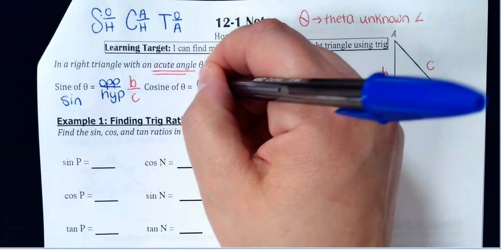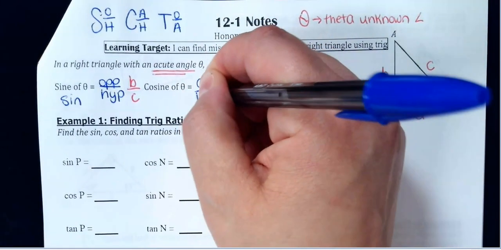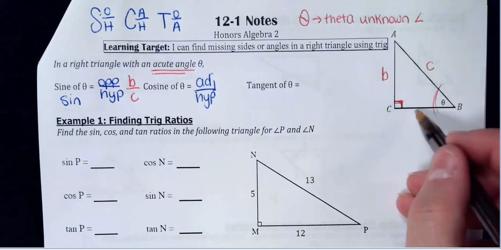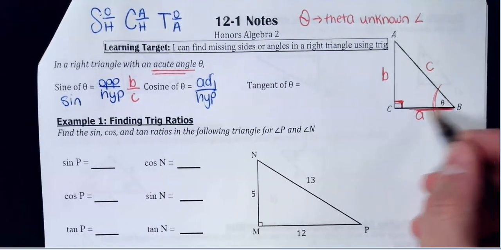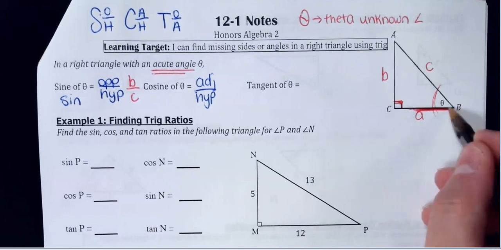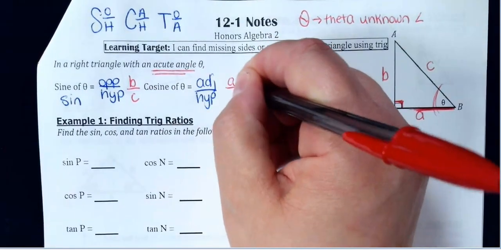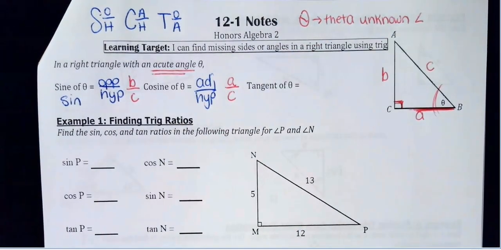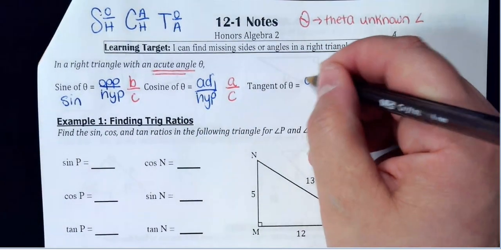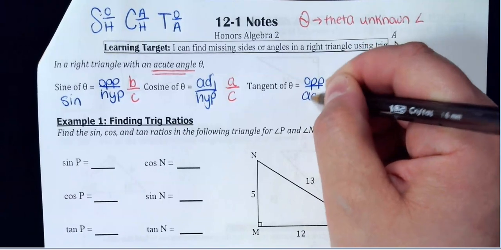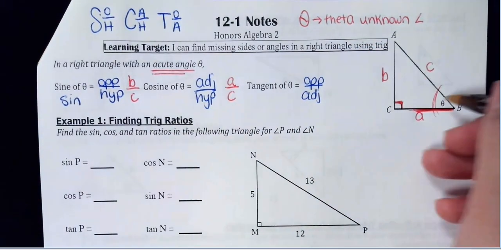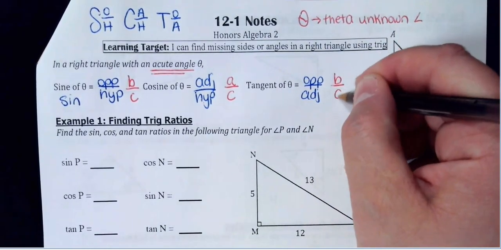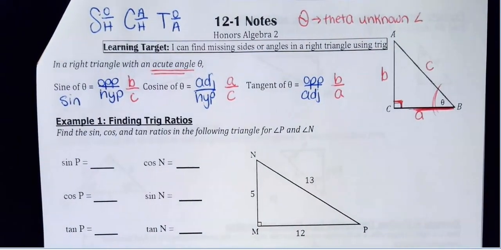Cosine is the adjacent over the hypotenuse. Adjacent is literally like attached to or part of the angle. So in that drawing right there, if I'm looking at the angle theta here, A is attached to that angle. It's part of one of the sides of the angle. C would be the hypotenuse. And then the ratio for tangent, opposite over adjacent. For that triangle, the opposite would be the letter B. The adjacent would be the letter A.